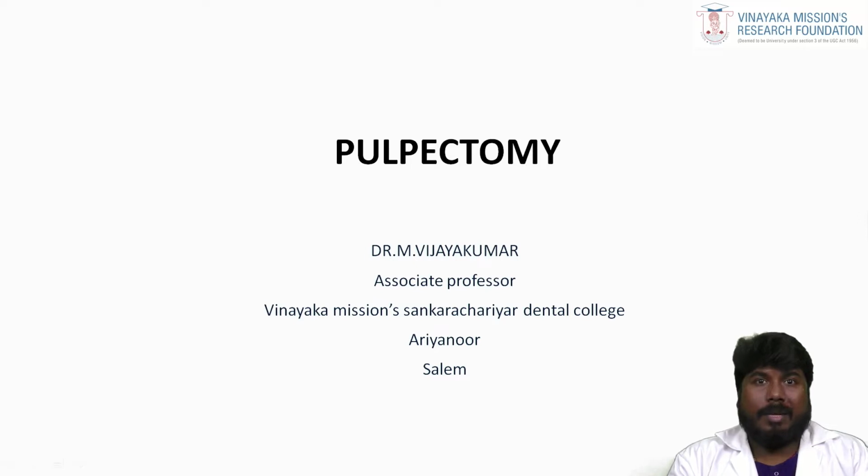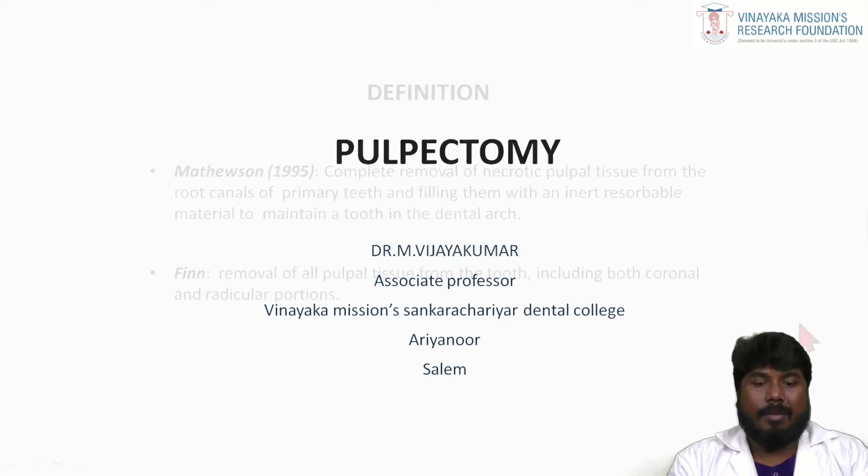Pulpectomy, what is pulpectomy? Pulpectomy is a procedure by which we can save the milk tooth. How can we save the tooth? That procedure is called pulpectomy. It is similar to root canal treatment, what we do for adults. In adults, we do a root canal treatment, do a root filling and save the tooth. Similarly, we can save the primary tooth. That procedure is called pulpectomy.